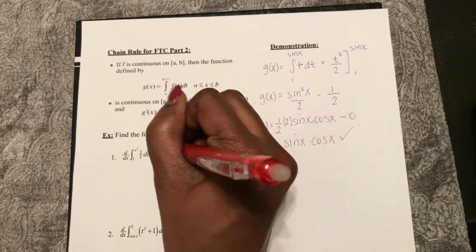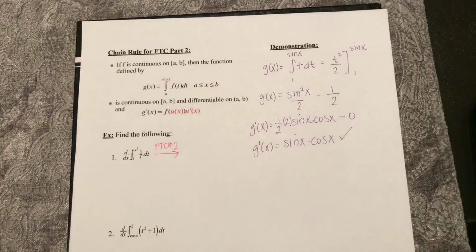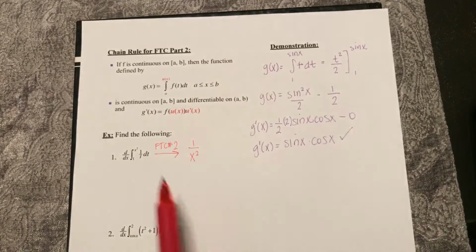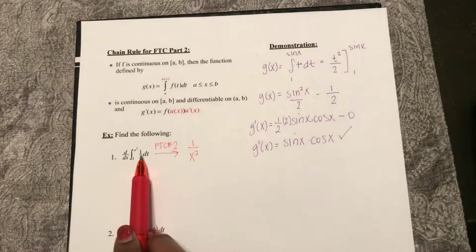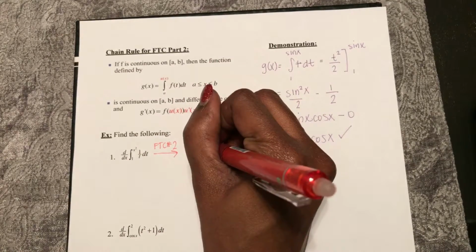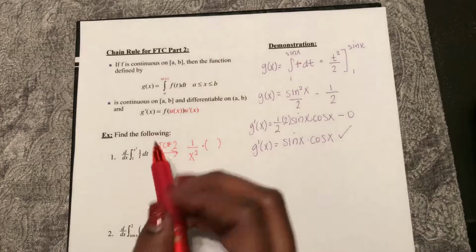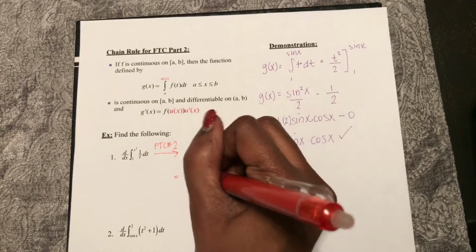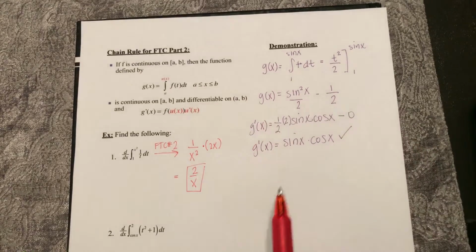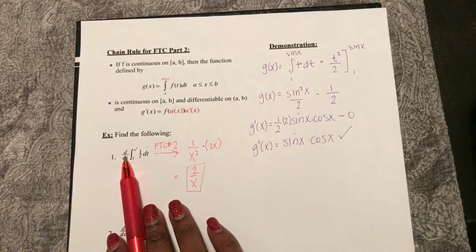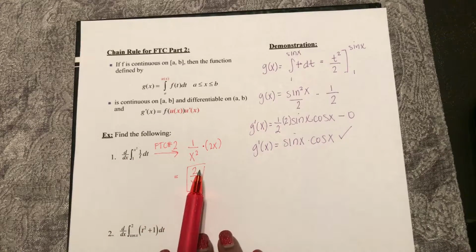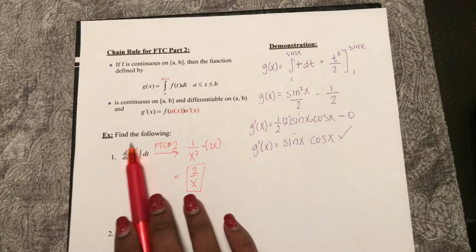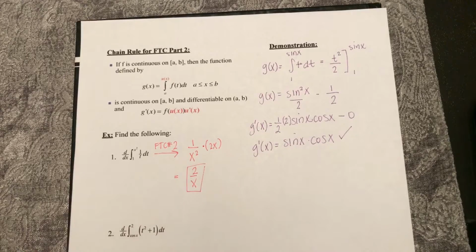So by FTC number 2, that's going to become 1 over x squared, right? I just take the x squared and plug it in for my variable, multiplied by the derivative of x squared, which is 2x. So my final answer is 2 over x. So you could take the antiderivative and plug it back in, but FTC number 2 shows us that we will just plug back in our function on top and multiply by its derivative.